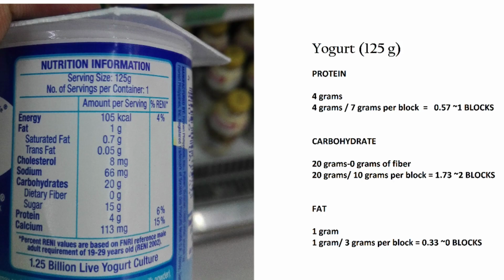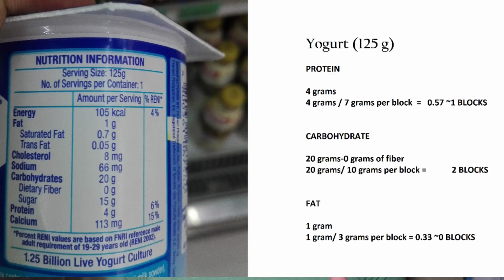Then the carbohydrates are 20 grams. Then subtract the dietary fiber. This is one important part of it. Dietary fiber cannot be consumed by the body as it is sometimes insoluble. So in carbs computing, you will always subtract the dietary fiber. So 20 minus 0. According again to Berry series, a carbohydrate block has 10 grams, so 20 divided by 10 equals 2 blocks.